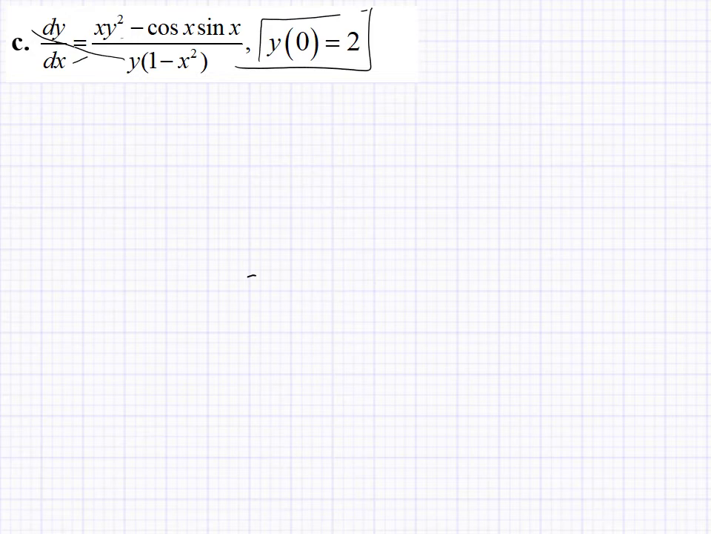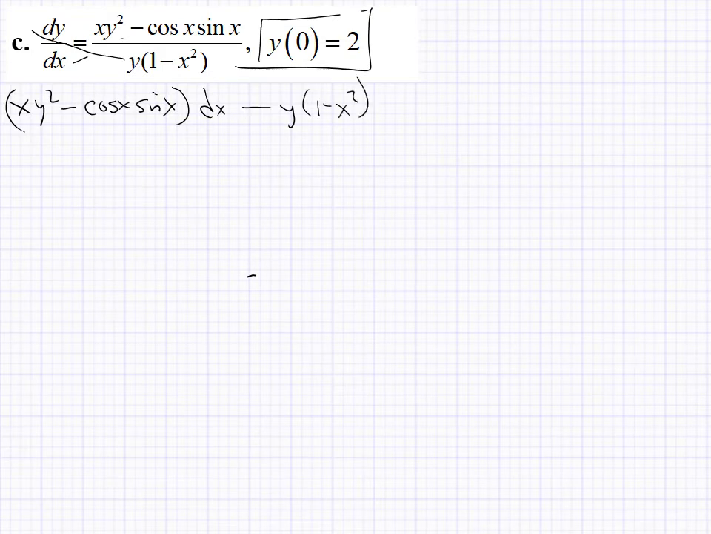So what we're going to end up with here is xy squared minus cosine x sine x dx minus y times 1 minus x squared dy equals 0. Now it's minus because I have to move it over to the other side of the equation. I could have moved the dx component over or the dy component over, but I chose the dy, so that's a minus in front of it.